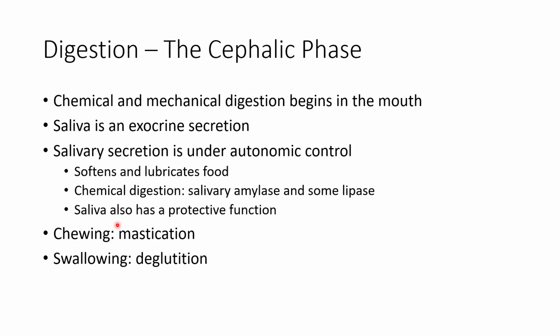The saliva also has a protective function in that it can remove out some of the bacteria and kill some bacteria. And the mechanical digestion occurs by mastication, which is chewing, and that's going to break up the food into smaller, more manageable particles that can be swallowed. And that's followed by swallowing, which is what physiologically we term deglutition.